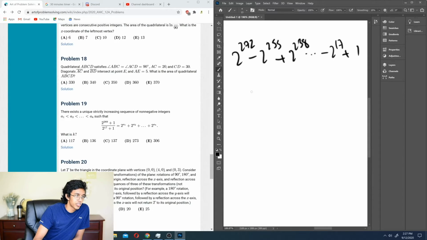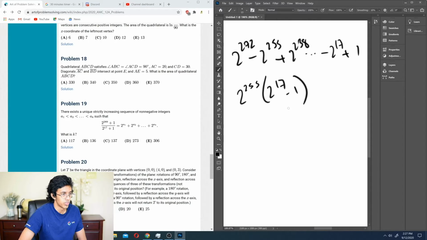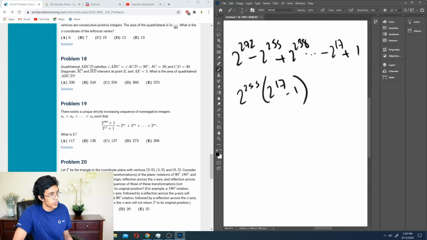Okay. So basically, you get 2 to the 255 times 2 to the 17 minus 1, right? And then 2 to the 17 minus 1 can be represented as a sum, it could be represented in binary, right? What would it be specifically? Hold up. So basically, wait. Yeah, so if a is equal to 1 and r is equal to 2 and n is 17, then you basically get this.